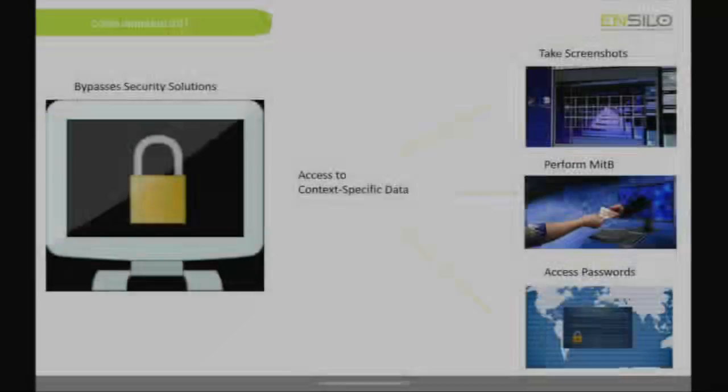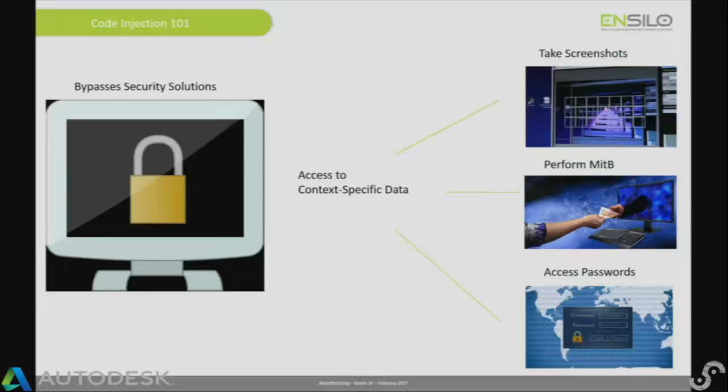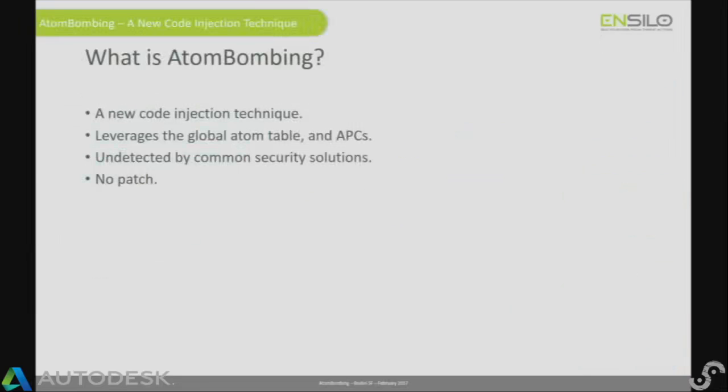its behalf. Now, this is usually used by attackers to bypass security solutions by injecting code into legitimate apps or whitelisted applications, and to access context-specific data, such as taking screenshots or accessing encrypted passwords, such as passwords encrypted by Google Chrome.